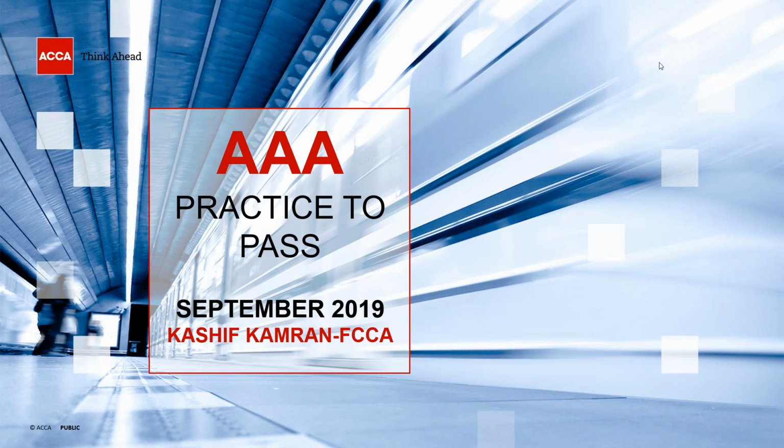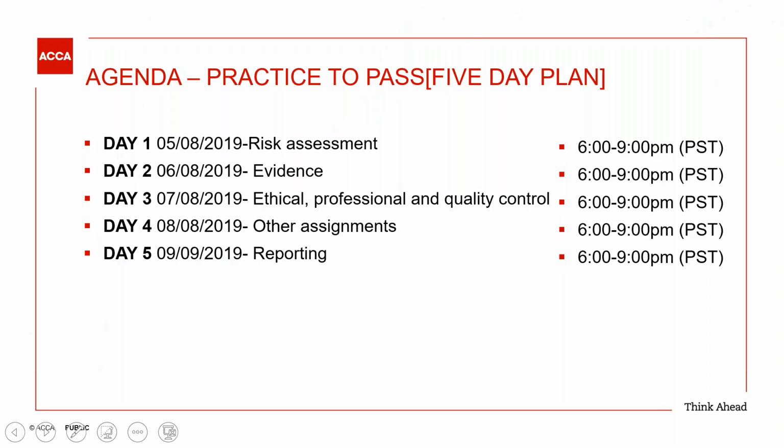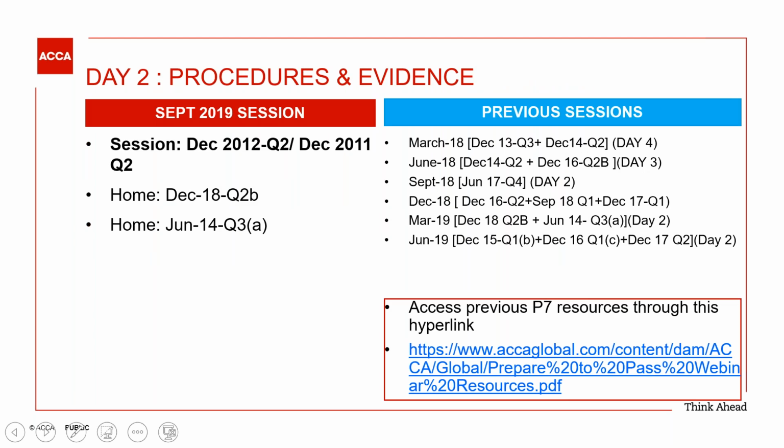Now, on day 2 of this Practice to Pass session, I will be focusing on evidence and procedures, which is yet another important area and a core syllabus area for the Advanced Audit and Assurance exams. To start with the day 2 agenda, which is to look at procedures and evidence, two very important areas, there are so many weaknesses which exist among students on procedures and evidence, which I will be highlighting through the sessions today.